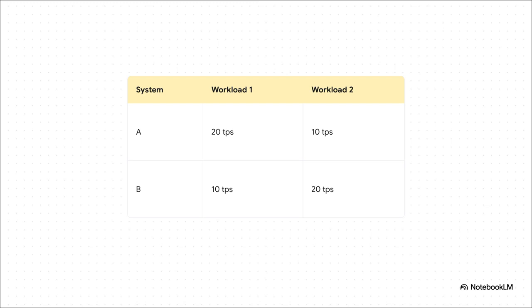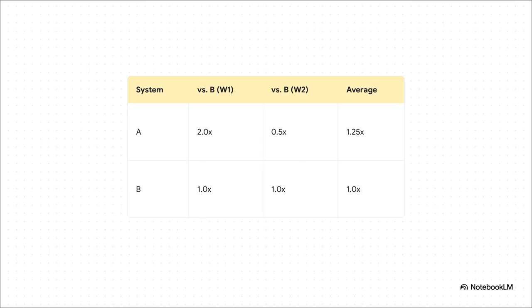You've got two systems, A and B. System A is twice as fast as B on the first job, but System B is twice as fast as A on the second job. So, which one is actually better? Seems simple enough, right? Well, let's say you're analyst A. You decide to measure everything relative to System B. So, System A is 2 times faster here and half as fast there. Average those two out, and boom, your conclusion is clear. System A is 25% better. Case closed. Or is it?